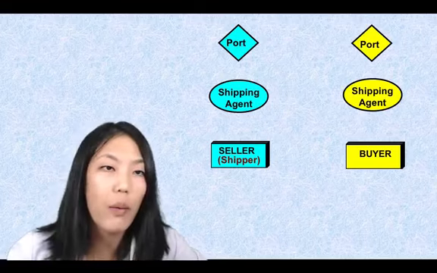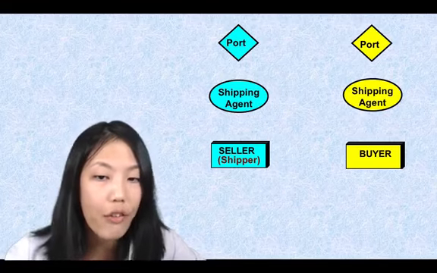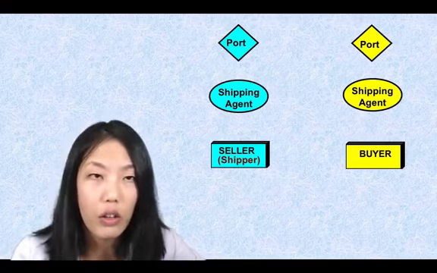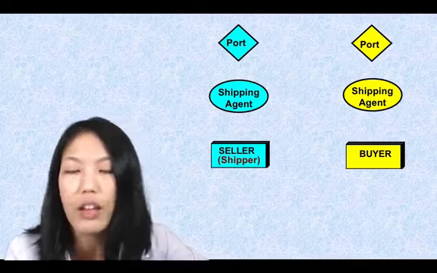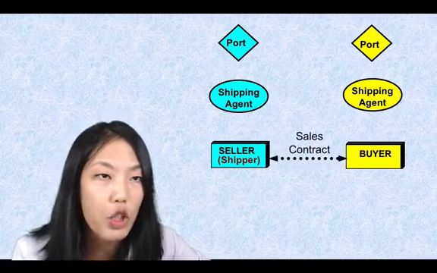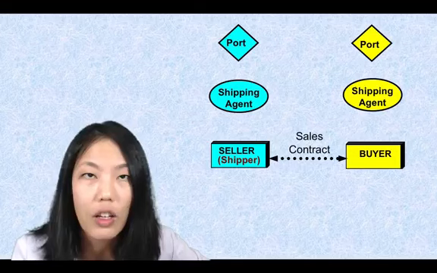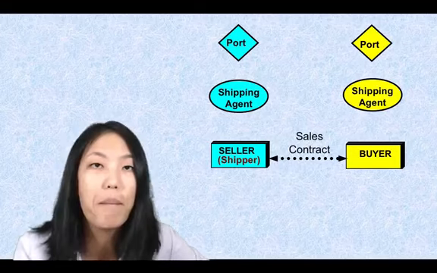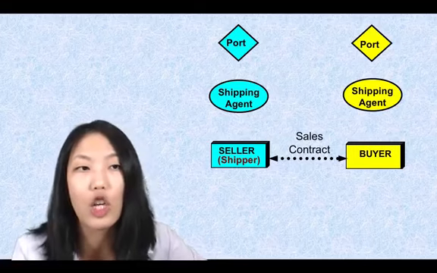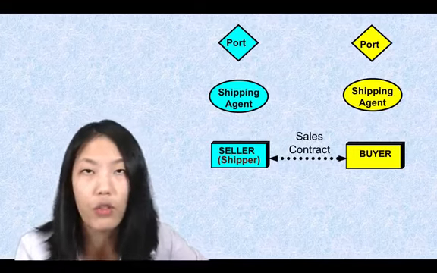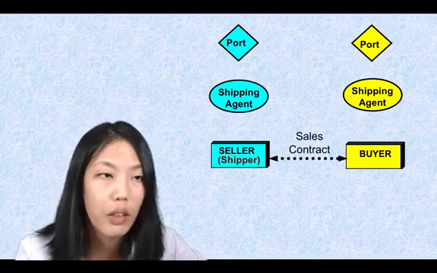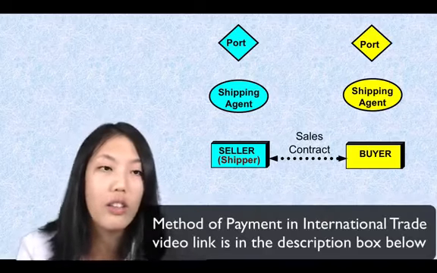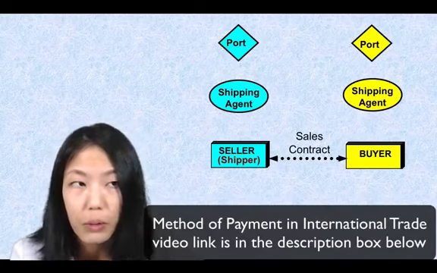In this diagram, we have the seller on the left and the buyer on the right. Both parties have entered into a sales and purchase contract for the sale and purchase of goods. I have addressed the different methods of payment in international trade in a previous video on this channel. The link to that video is in the description box below.